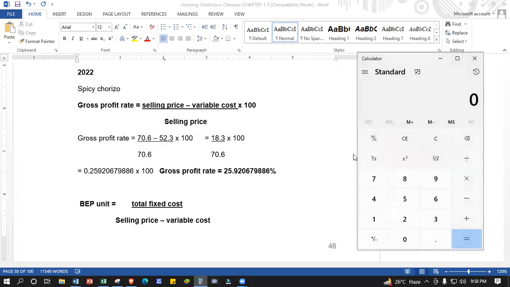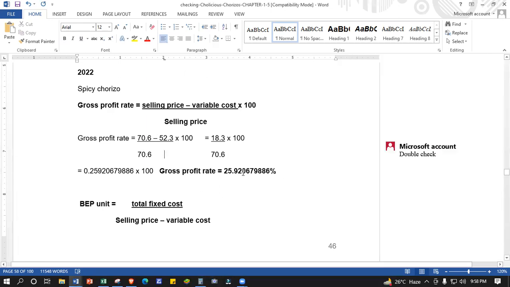So the computation is ganito. 70.6 minus 52.3. Answer 18 divided by 70.6 then times 100. So therefore, the gross profit is 92. Okay, take note 2 decimal places lang. Huwag mo na masyadong habaan. Okay?